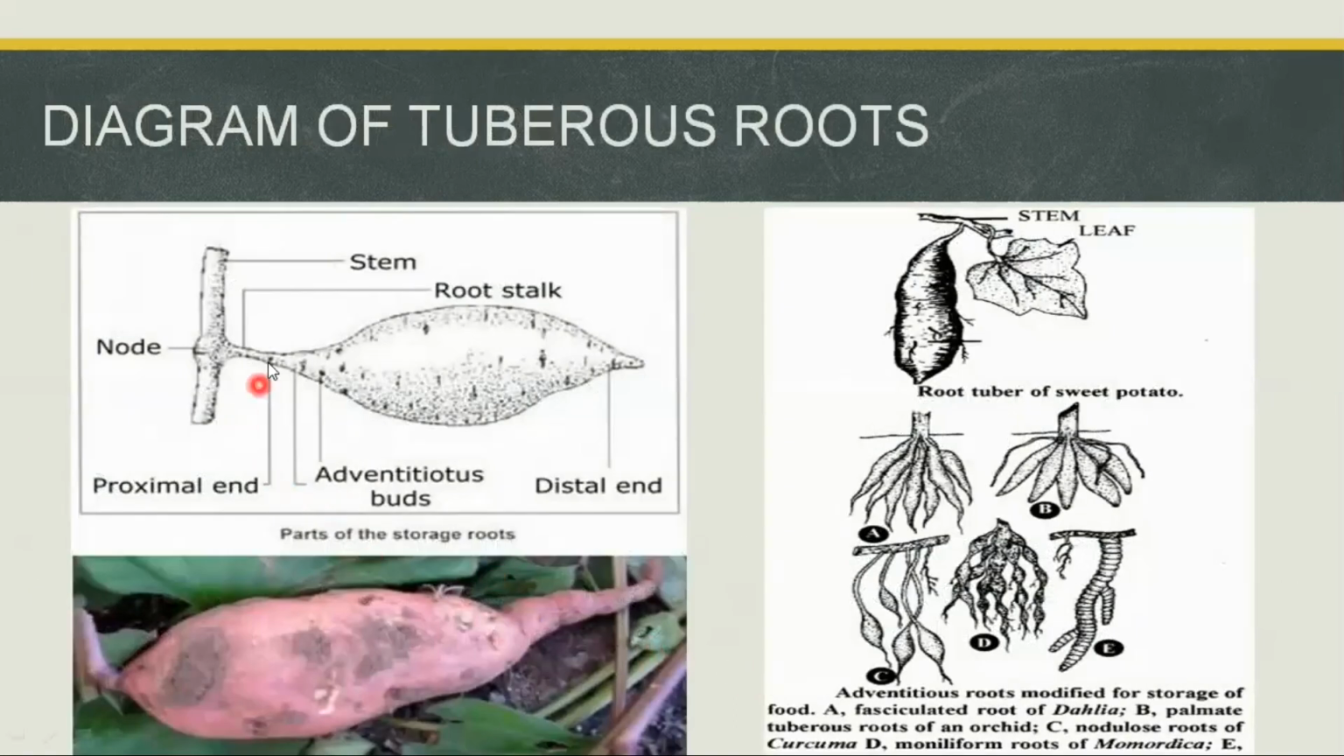Now see the diagram of sweet potato. It has tuberous roots, but in single form. Adventitious buds are there. These are the tuberous roots which are in fasciculated or cluster form.